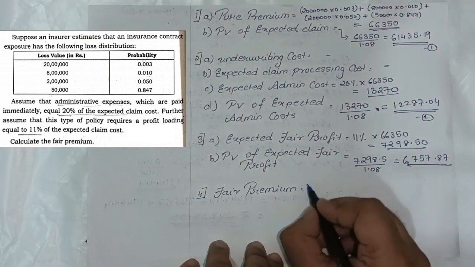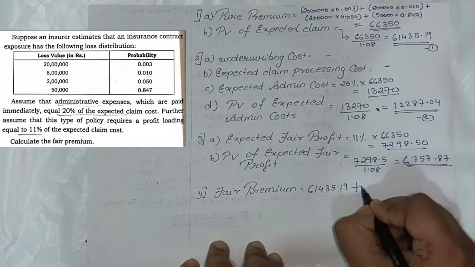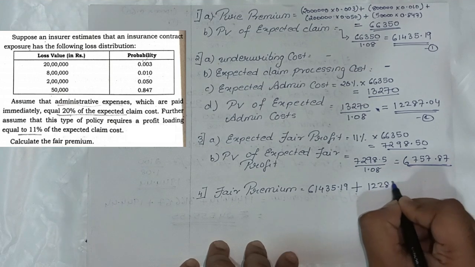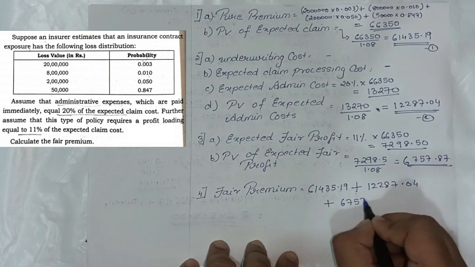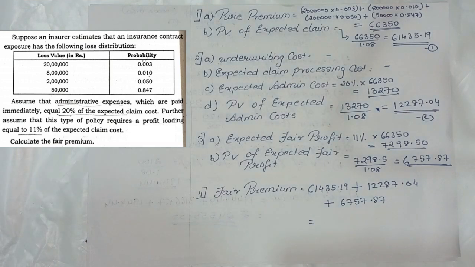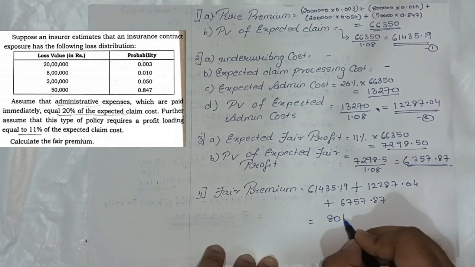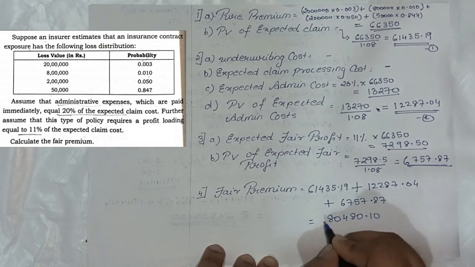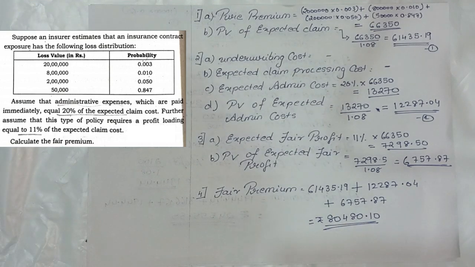Now we note down the premium. We get the premium as 61,435.19 plus 12,287.04 plus 6,757.87. On our calculator, when we add up all those three values, the final answer that we should get is 80,480.10 in rupees. So our fair premium value is equal to 80,480.10 rupees.